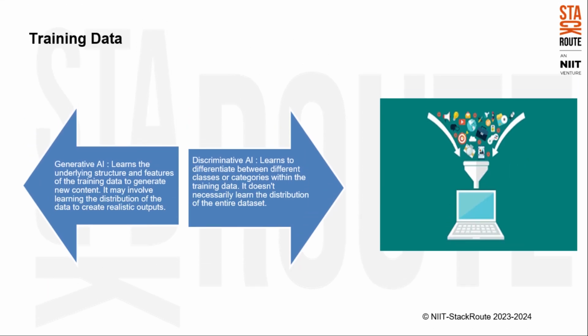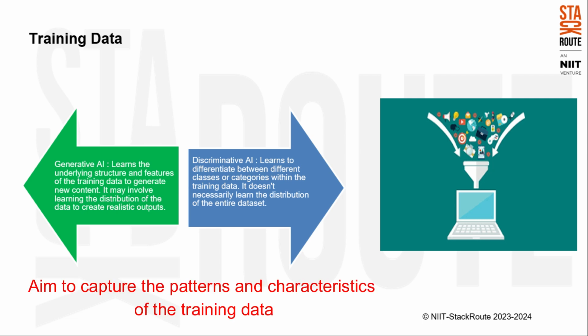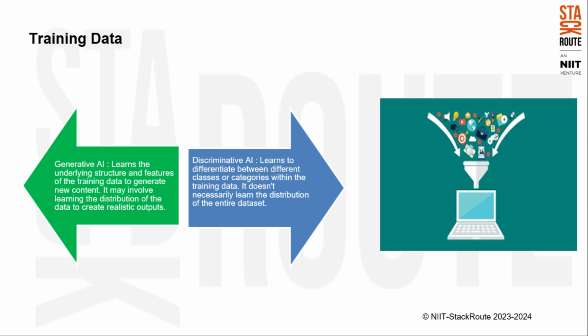Next distinguishing factor to consider is the training data while comparing generative and discriminative AI models. Generative AI and discriminative AI models differ in how they utilize and learn from the training data. In the case of generative AI models, the training data plays a crucial role in learning the underlying structure and features present in the data. These models aim to capture the patterns and characteristics of the training data, allowing them to generate new content that is similar to the data they were trained on.